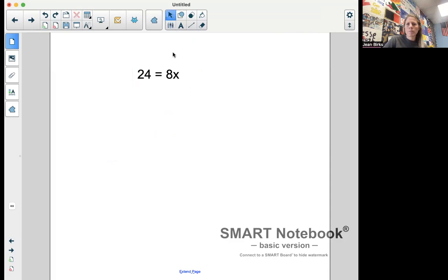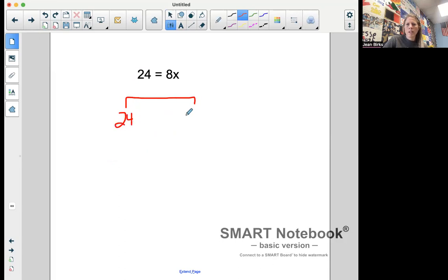How about this one? This side of it is worth 24 pounds. And then I need 8 things. 8 of these will equal 24. So I'm like, well, I have to take that 24 and divide it into 8 parts. What's 24 divided by 8? 3. Every one of these is worth 3 points.